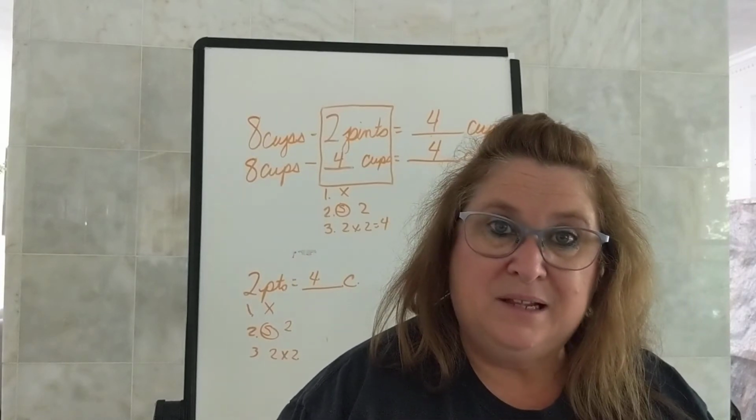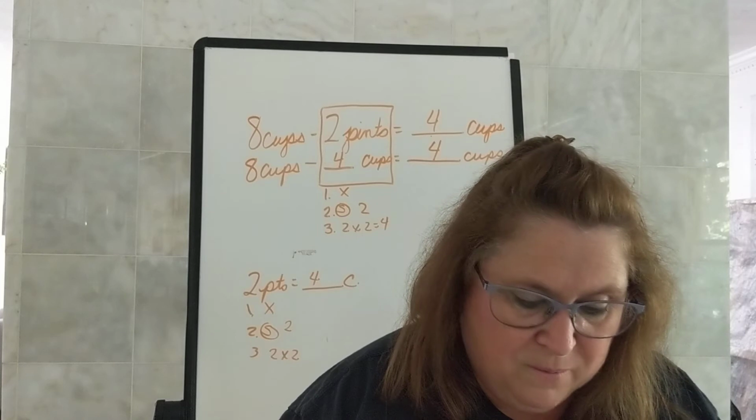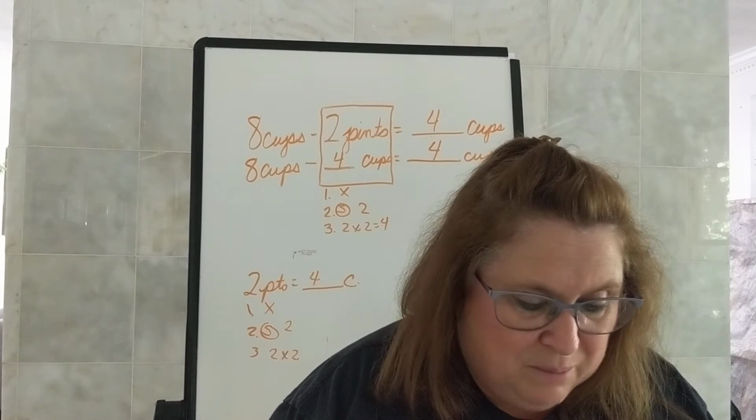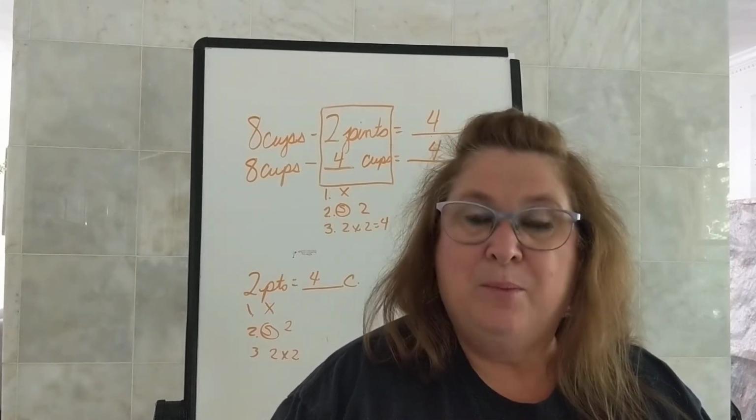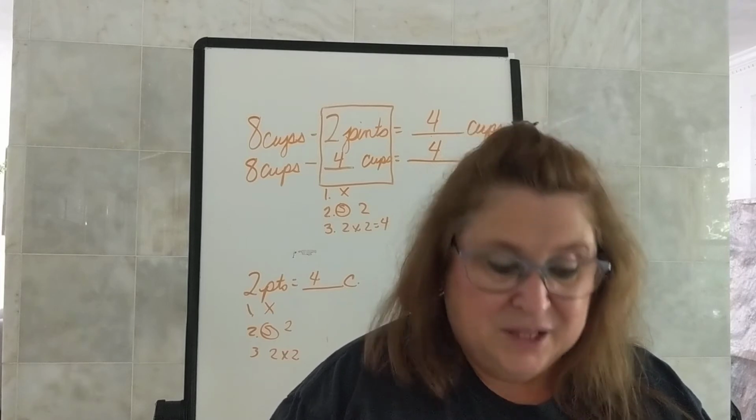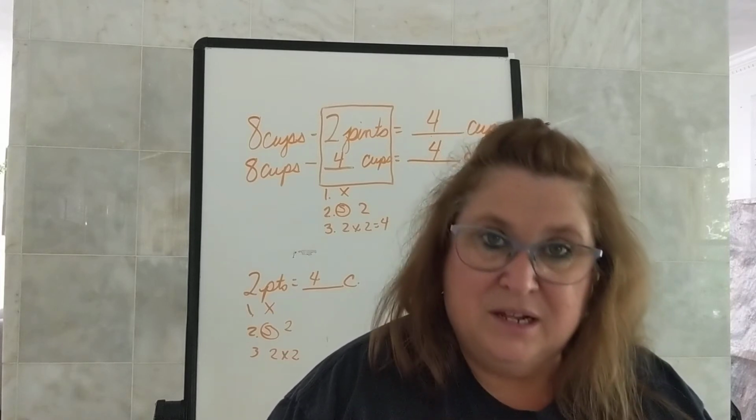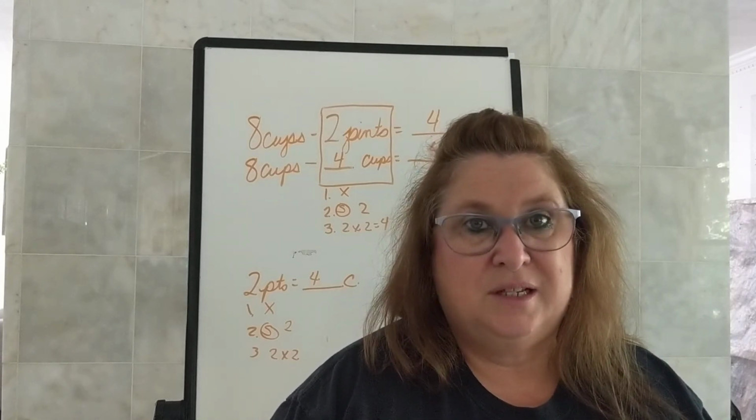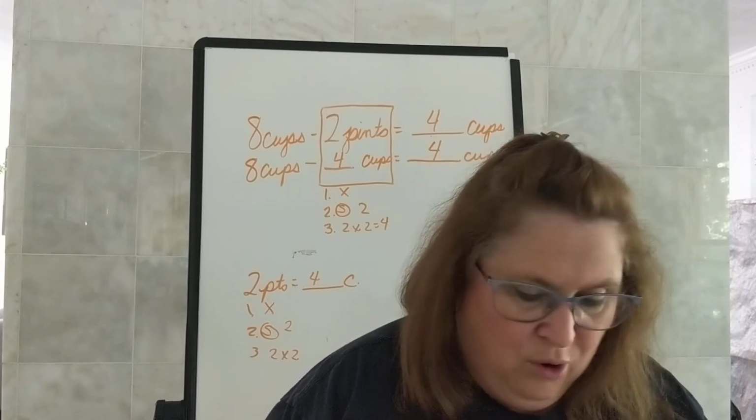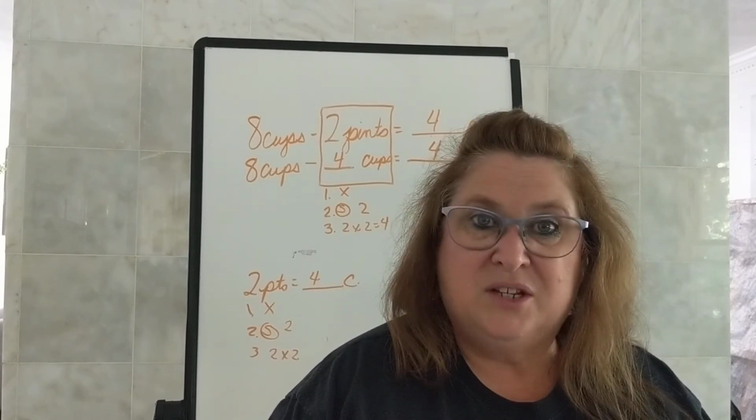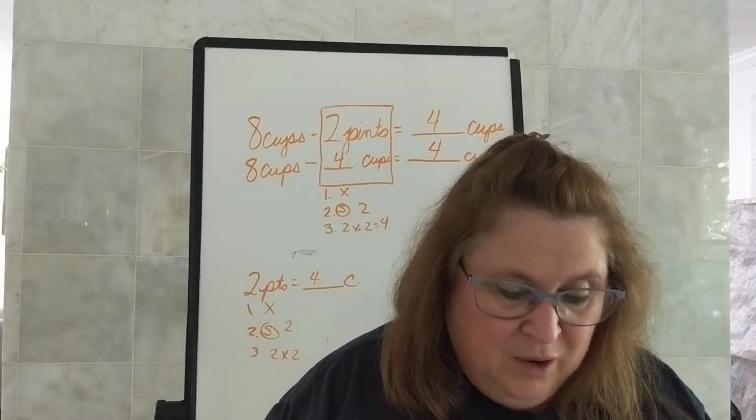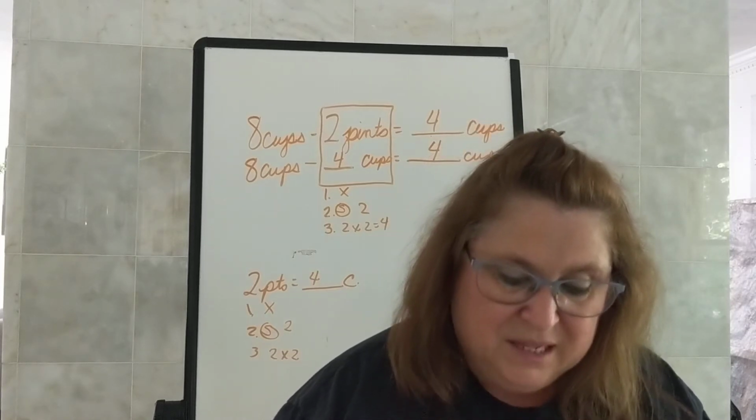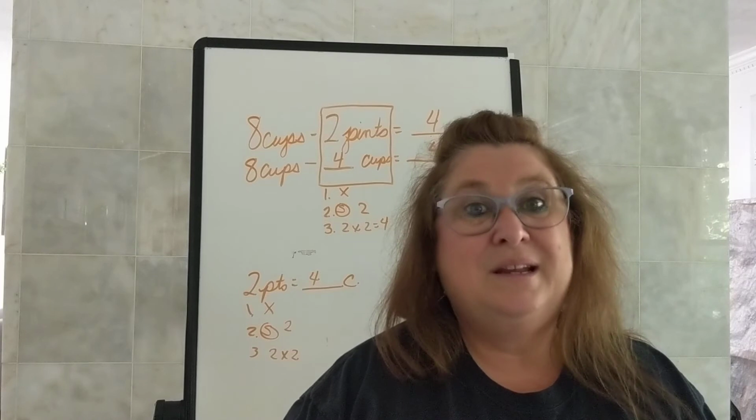1 quart is how many pints? 2. So there's 2 pints in a quart. 1 pint is how many cups? Very good. That's 2. There's 2 cups in a pint. 1 liter is how many deciliters? That is 10. Good job. 1 kilometer is how many meters? That is 1,000. 1 foot is how many inches? Very good. That is 12. 1 mile is how many feet? 5,280. 1 hectoliter is how many liters? It's 100. And 1 cup is how many fluid ounces? Remember, it is 8 fluid ounces.